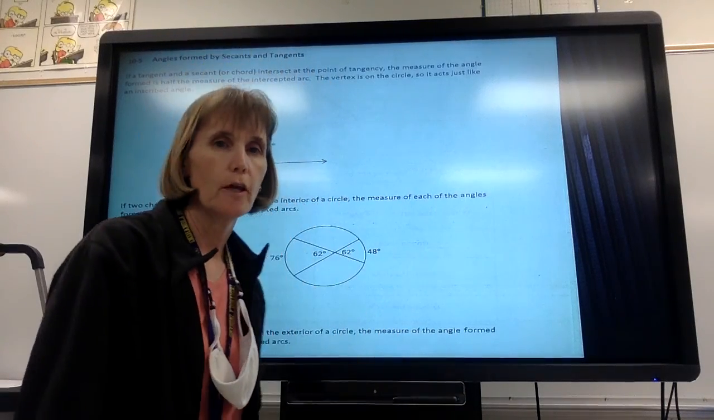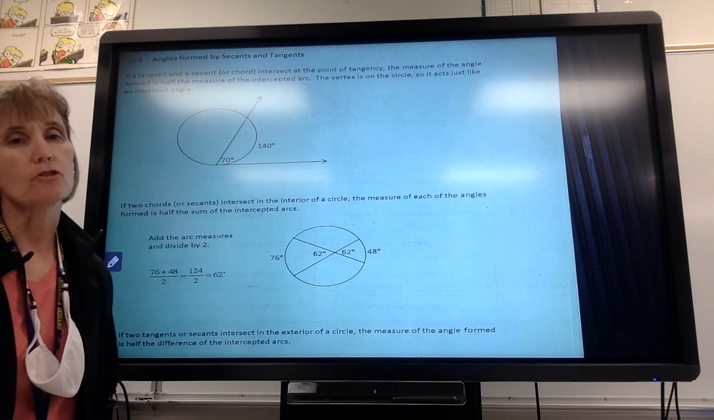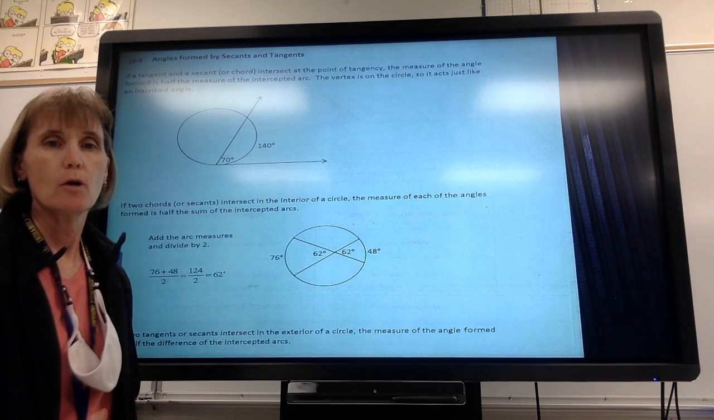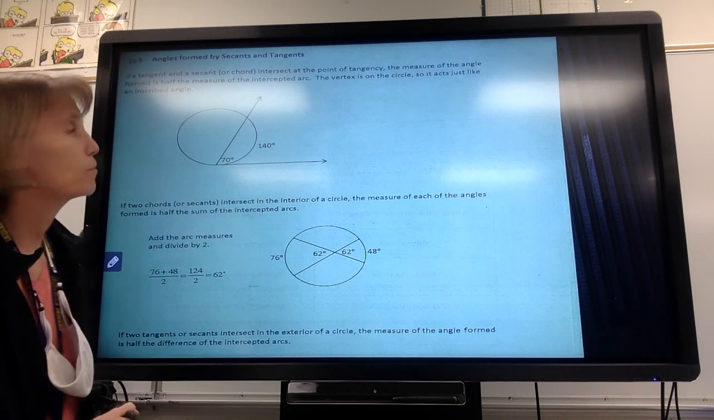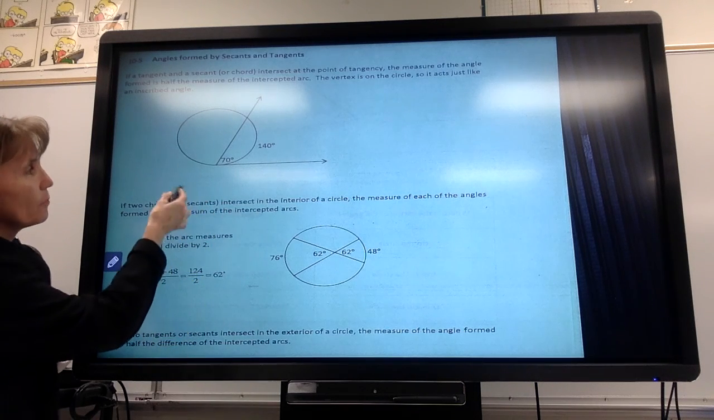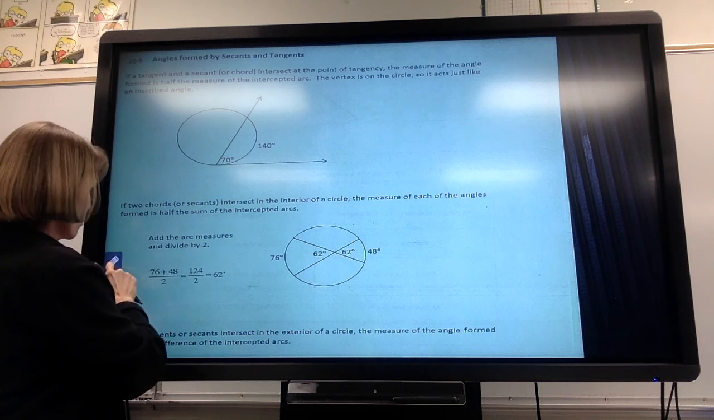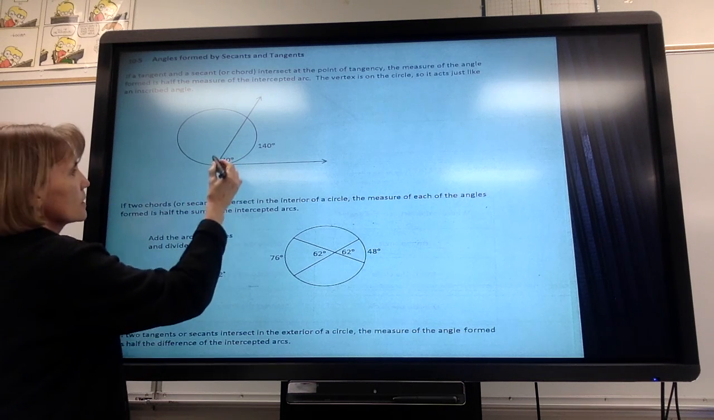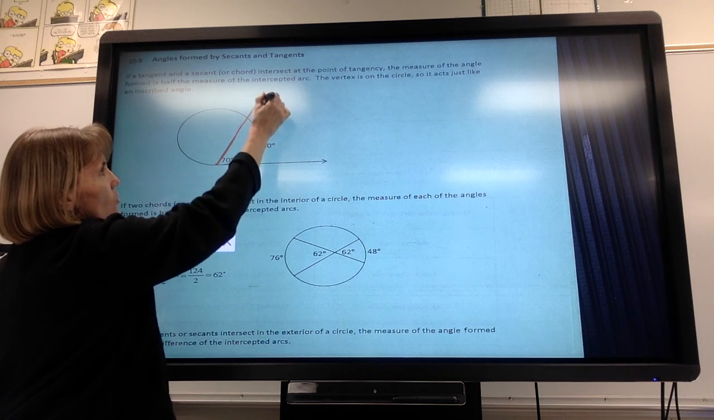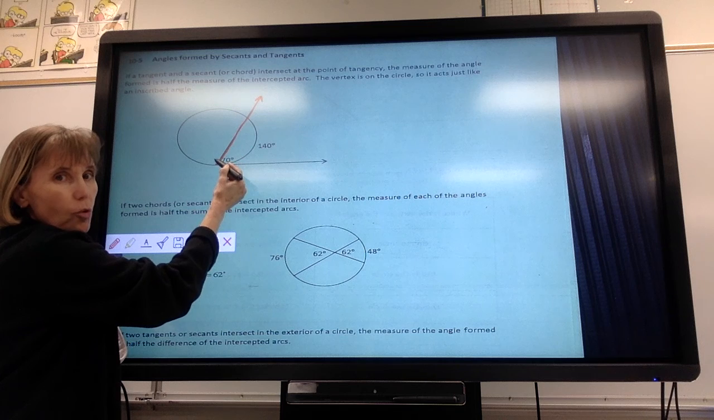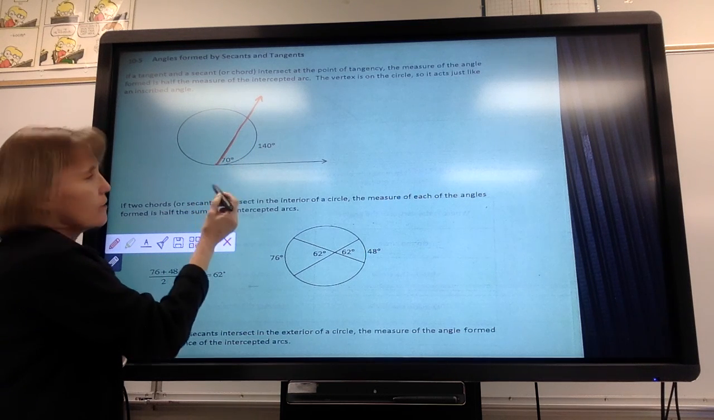All right, today we're going to look at section 10.5, and we're going to look at the different angles that can be formed with secants and tangents, and actually we should add chords to that, okay? The first example that they show you is when you have a circle and you have either a chord or, in this case, this line is a secant, okay? You've got a line that's going through the circle, it's touching the circle twice, so if I extended that line going this way, that would be a secant.